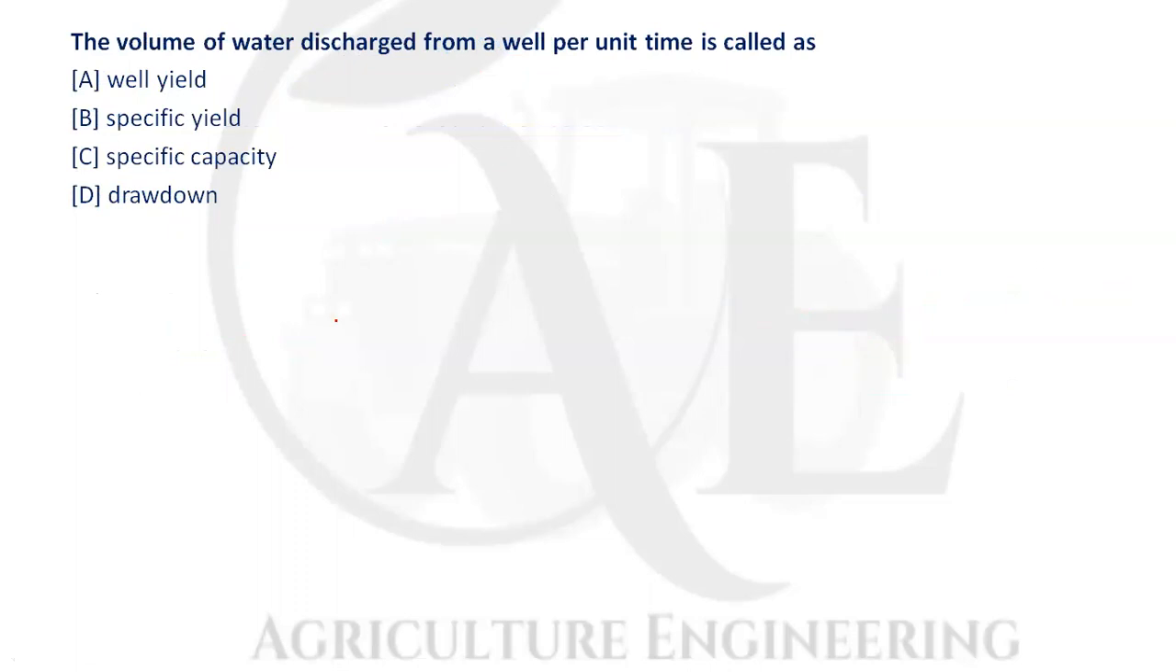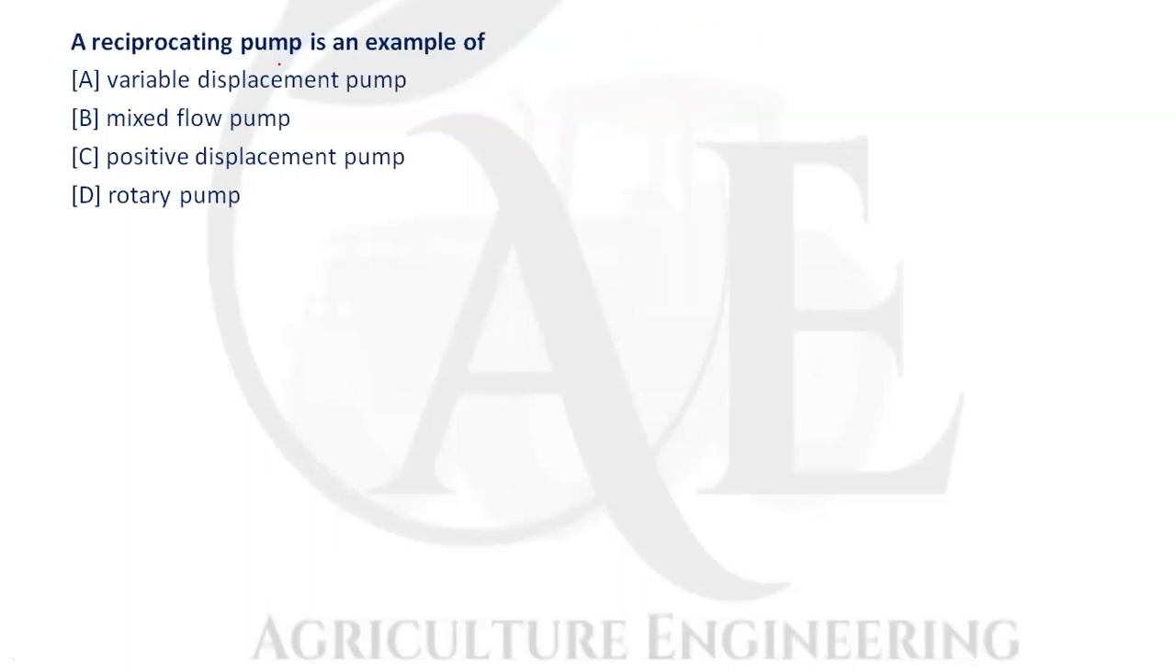Next question: the volume of water discharged from a well per unit time is called well yield. So it is known as well yield. Option A.